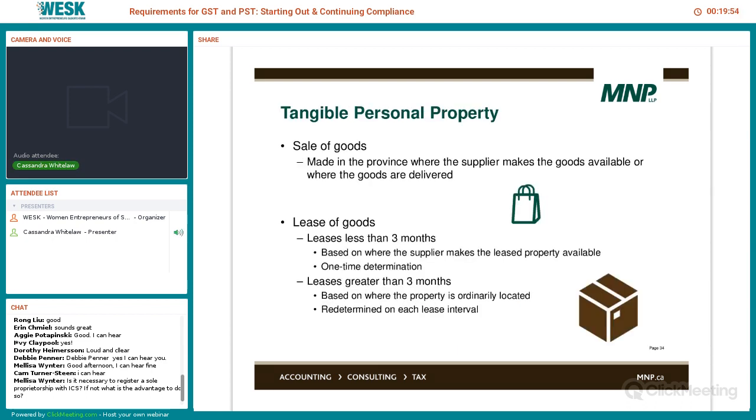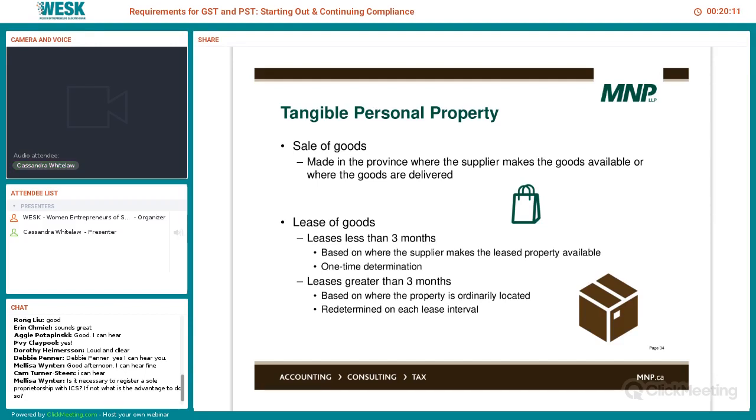With tangible personal property, if you sell goods in a province, like in a storefront or something like that, or if you're delivering goods to a province, then the sale of goods is deemed to be made in the place where the goods are either delivered or made available.